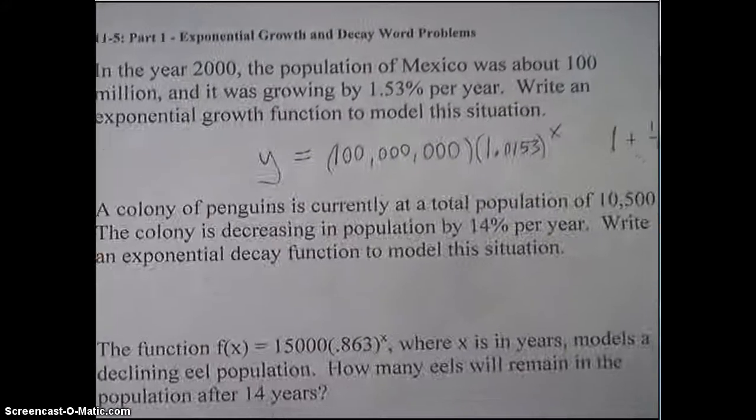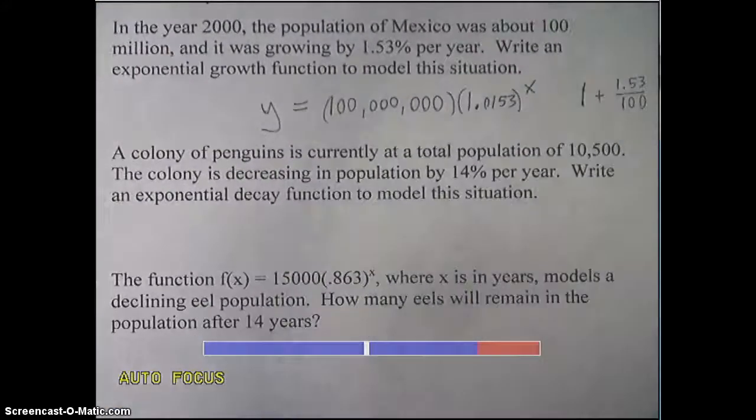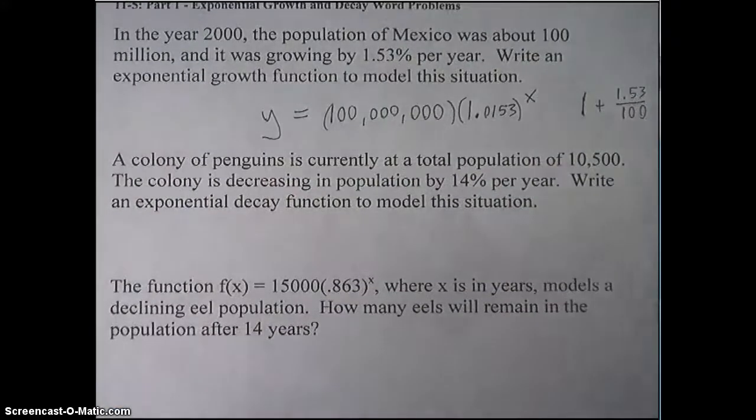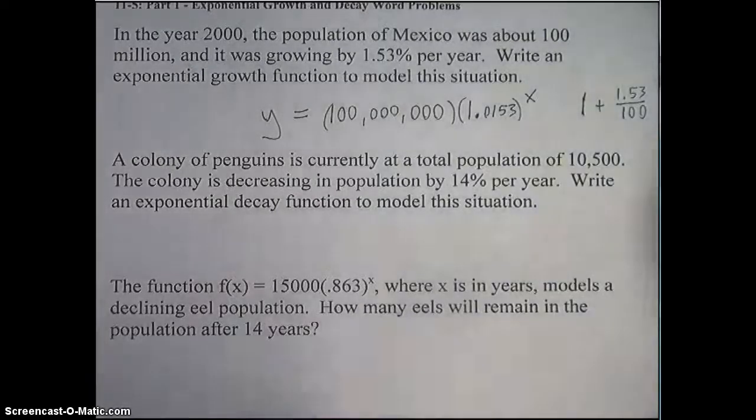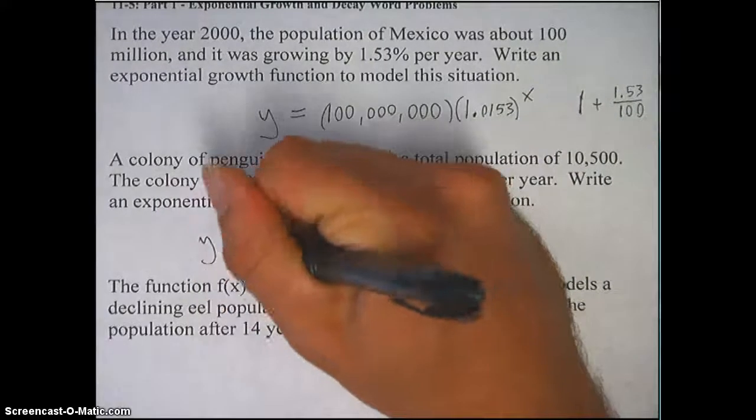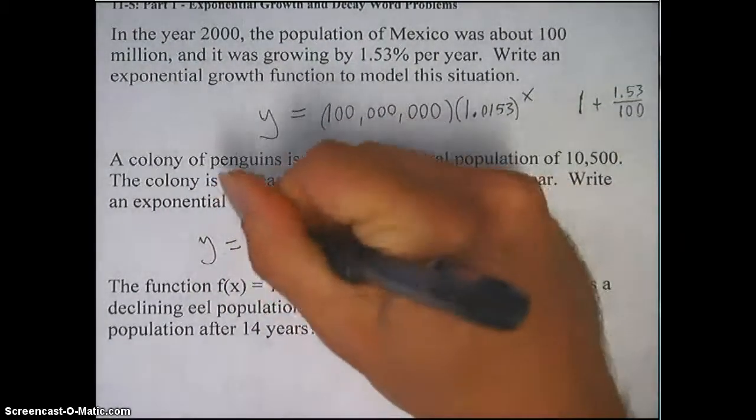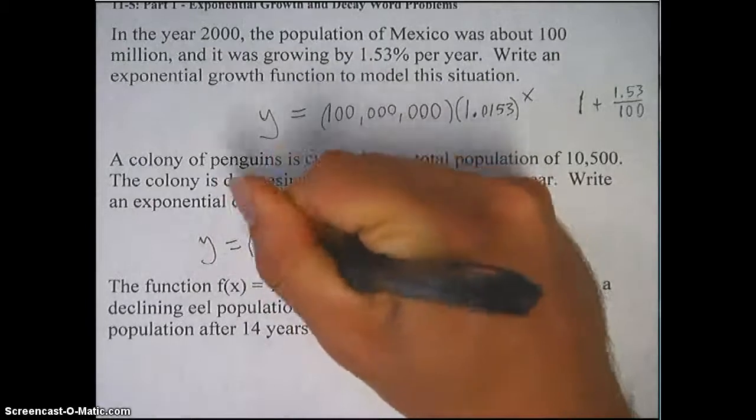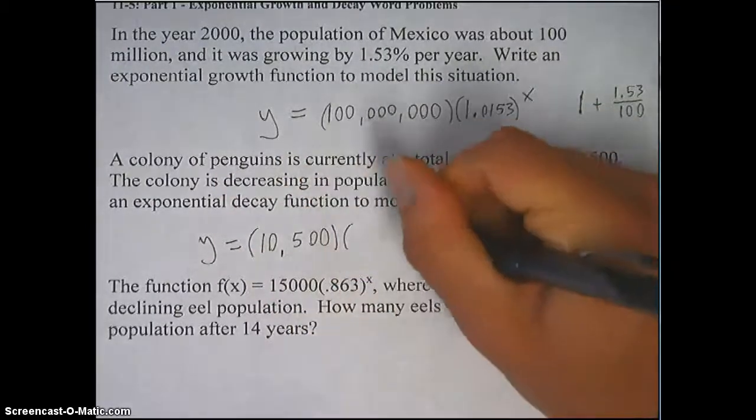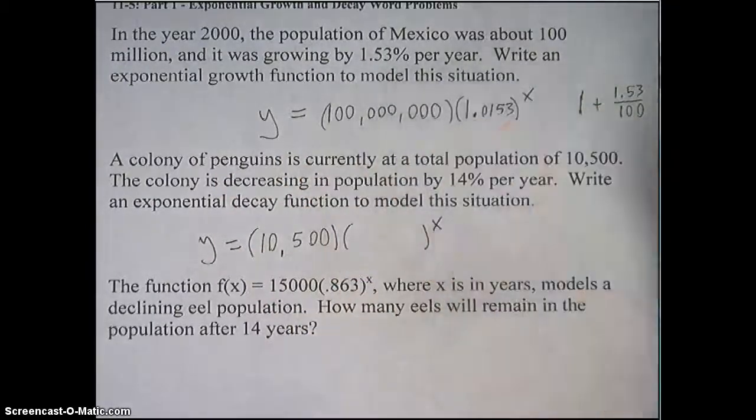Let's apply the same idea to a decay function. A colony of penguins is currently at a total population of 10,500. The colony is decreasing in population by 14% per year. Write an exponential decay function to model this situation. All right, well, it's decay, but it's still got a y and an x. I'm going to start with y and the starting population, which is 10,500. I'm going to have the decay factor raised to the x power.